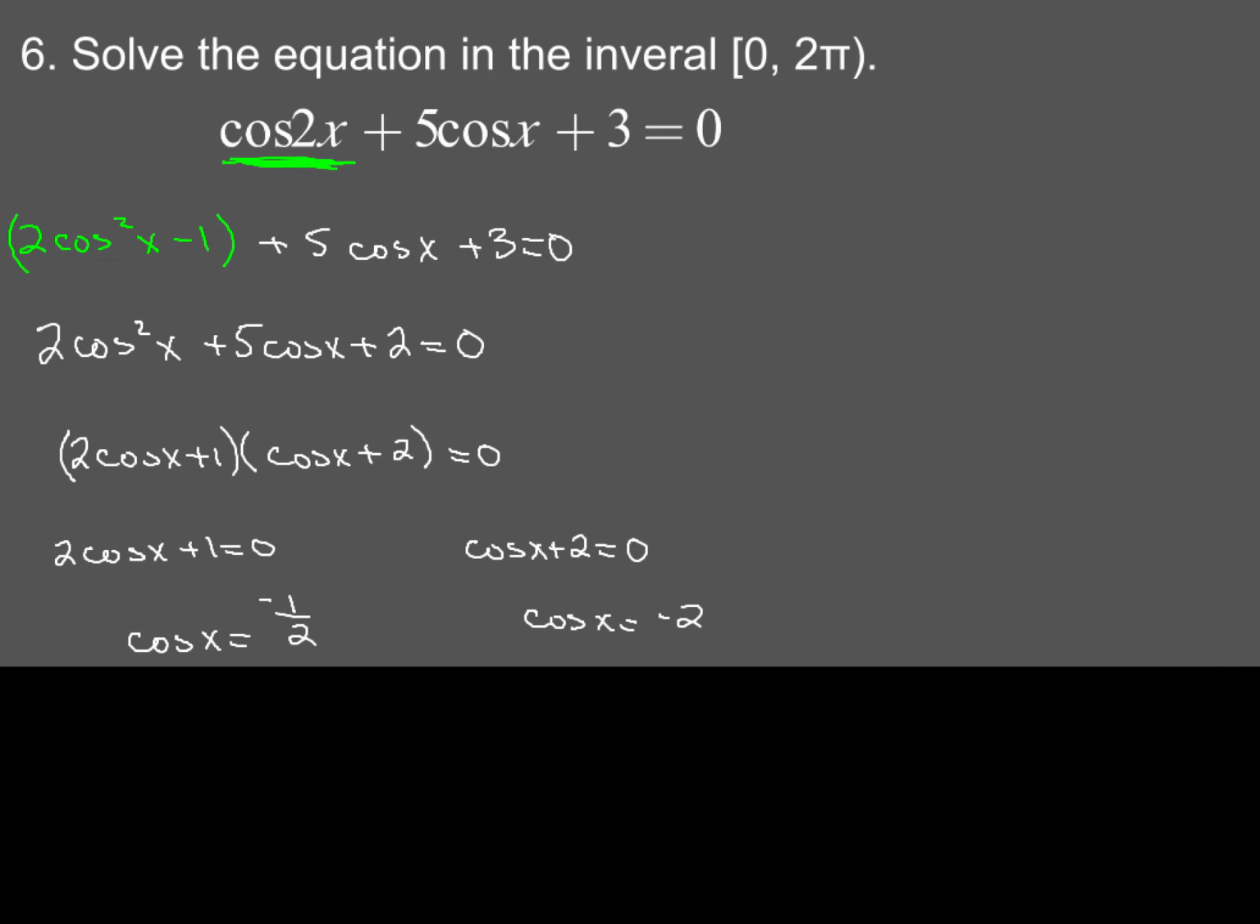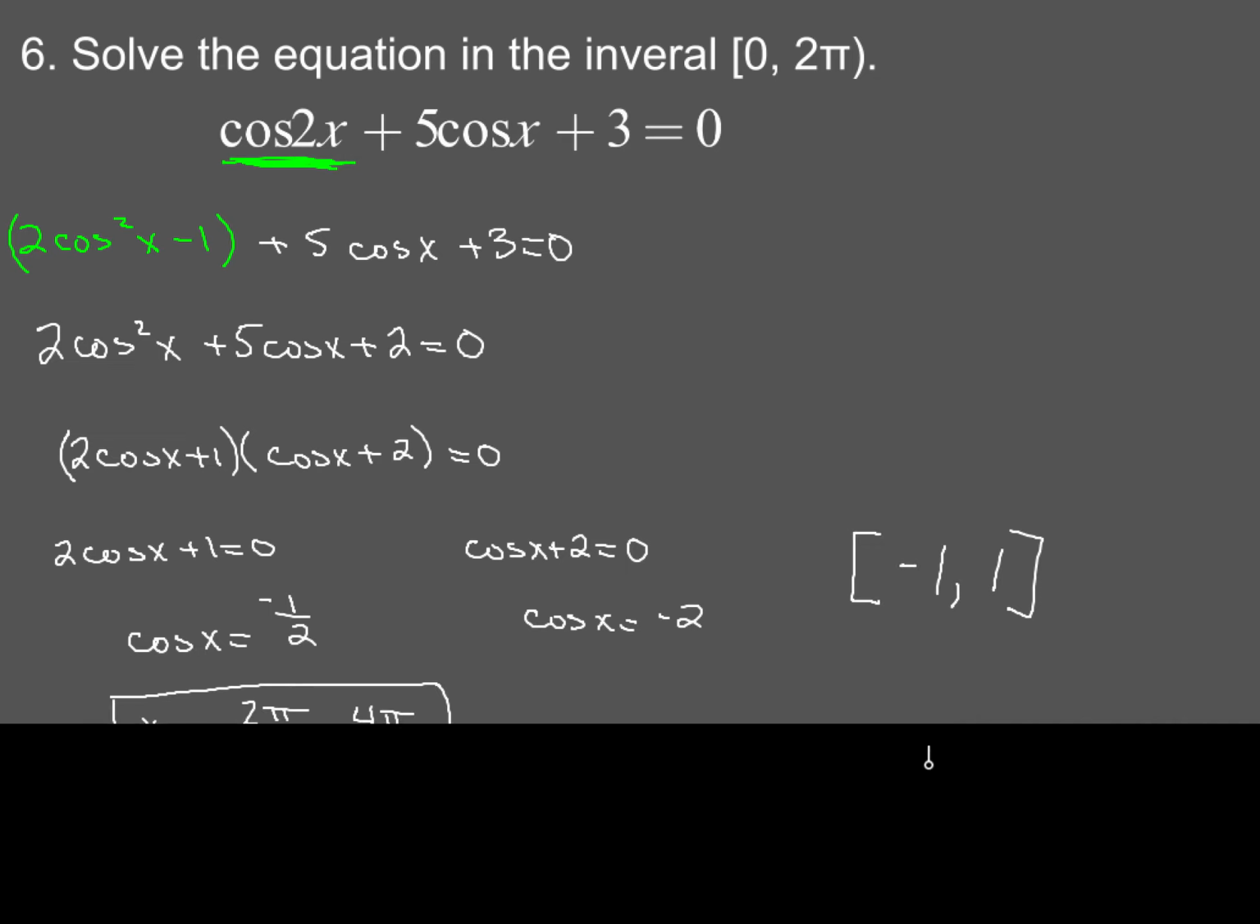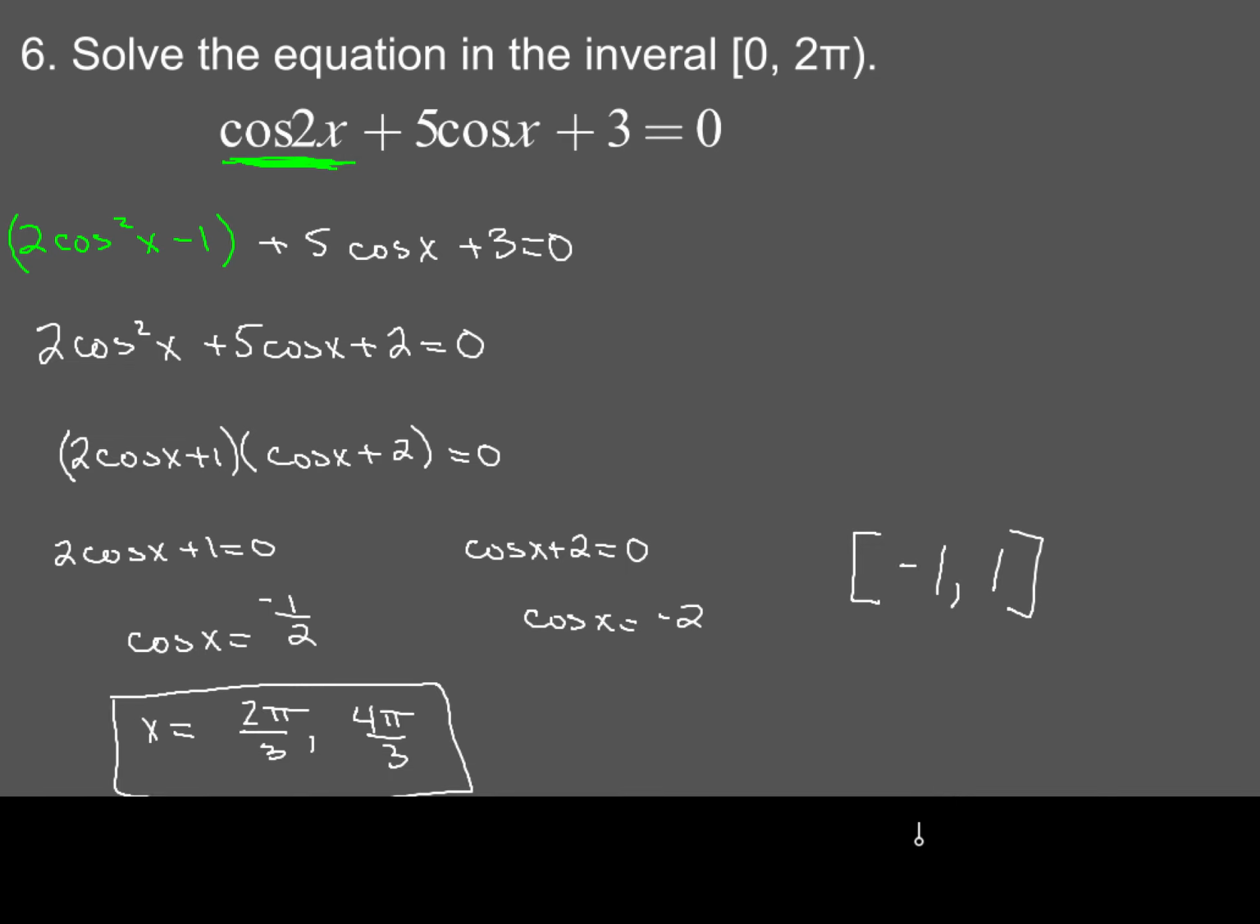Now one of the things you always want to remember is what the range of the cosine function is. Well, I'm sure you know that it's between negative 1 and 1. That's going to play into our solutions here momentarily. On the left-hand side, cosine of x equals negative 1/2 will give us the solutions of 2 pi over 3 and 4 pi over 3.